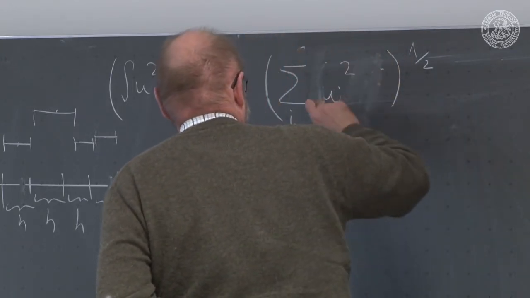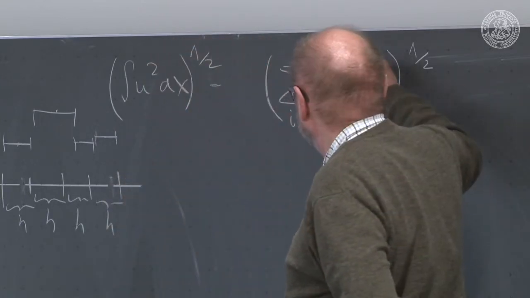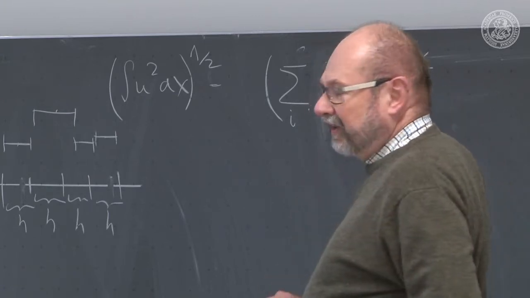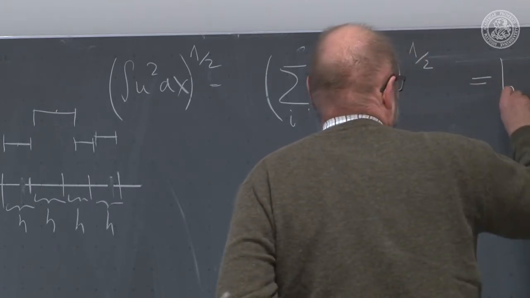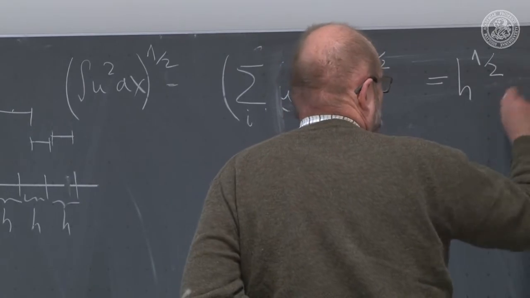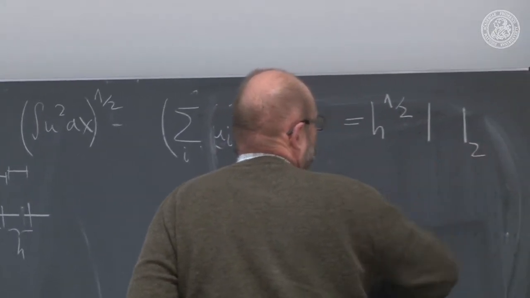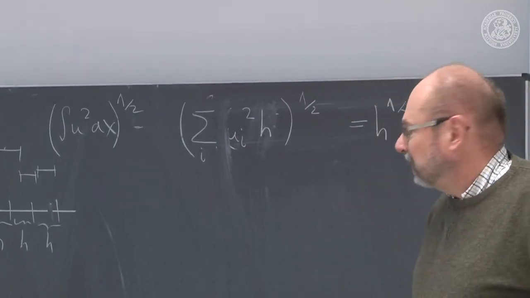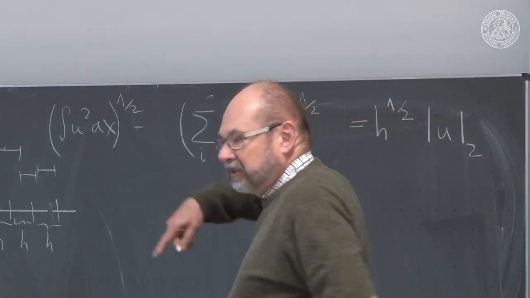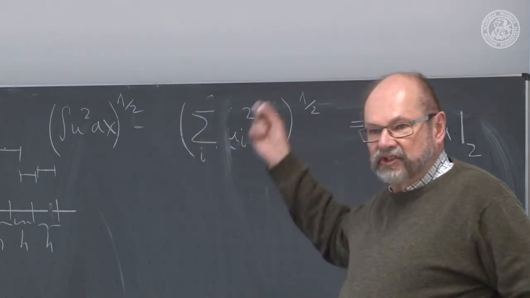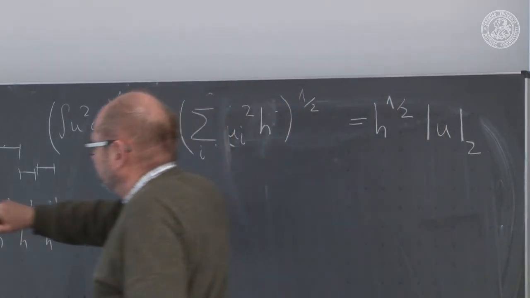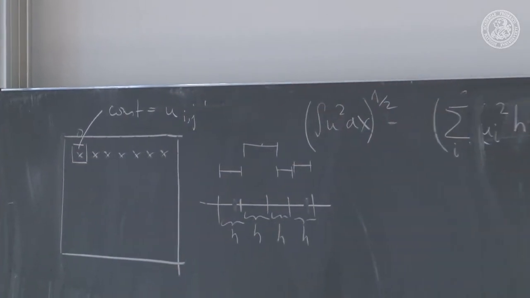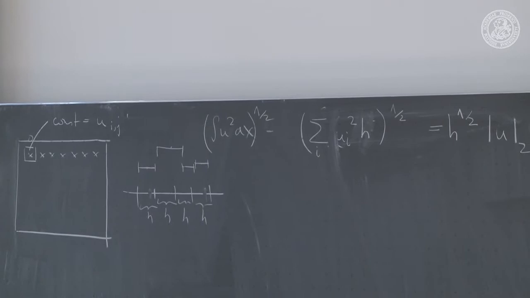So this is the value of the function, and what is the length of the interval? It is h. So in the one-dimensional case, we would get the square root of h times, let me write it in this form, the Euclidean norm of the nodal values. But in the two-dimensional case, we get an h squared for the size of this small patch here. And therefore, in the two-dimensional case, we get an h in front, and in the three-dimensional case correspondingly.